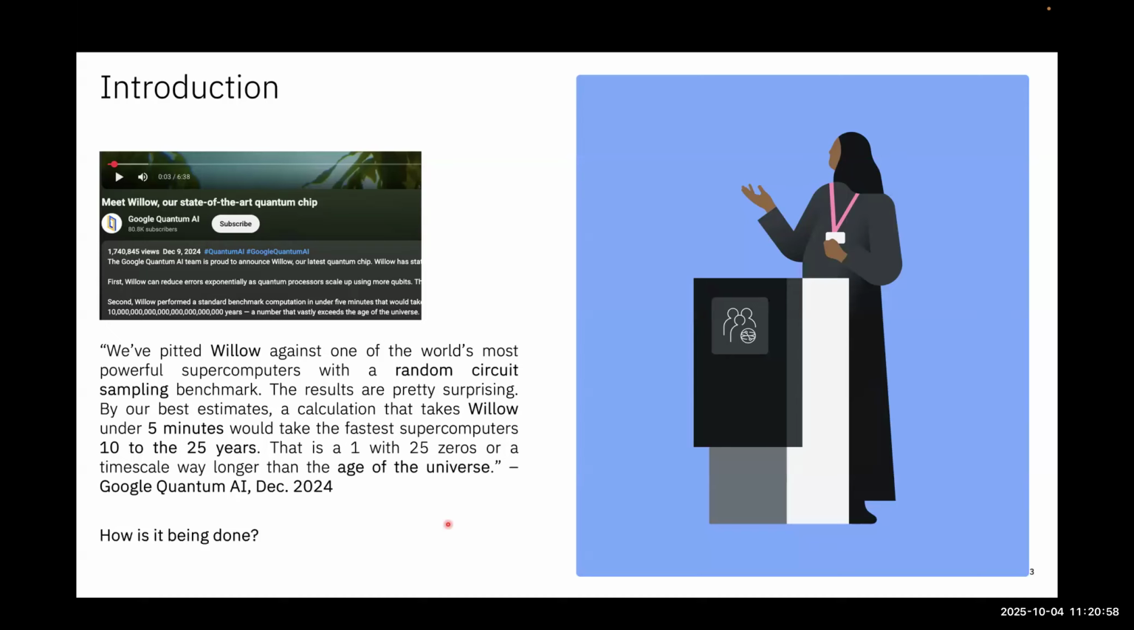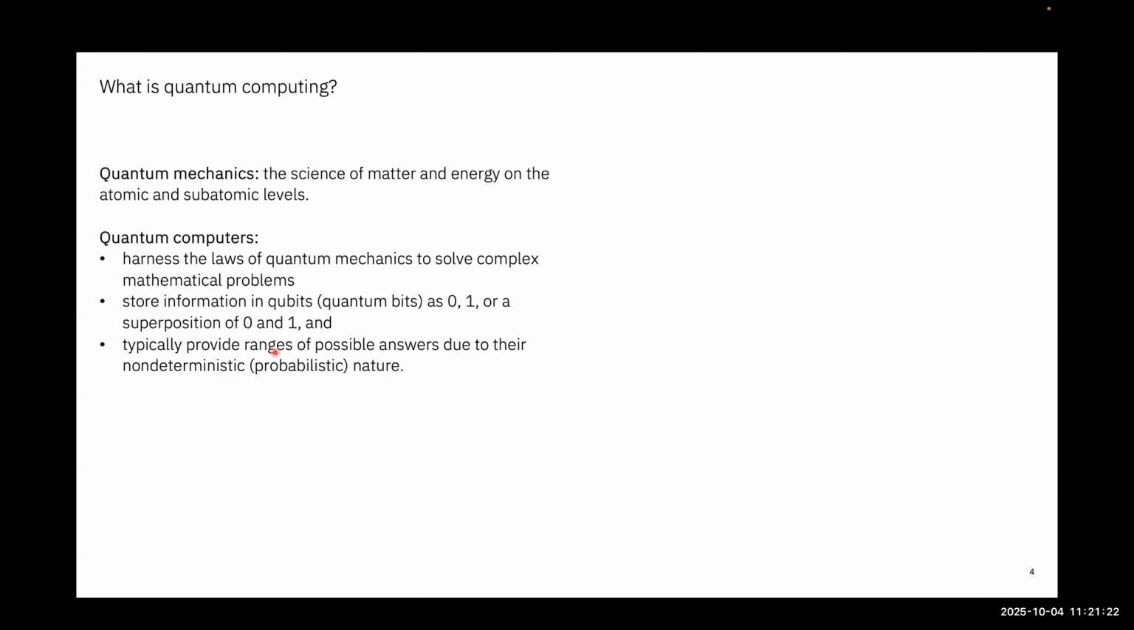So the main thing about this talk is: how is this being done exactly? What is a qubit? What is superconducting? Since Google also uses superconducting qubits, what is the quantum processor behind everything that we see, behind every result that we get? That is what I'll be talking about.